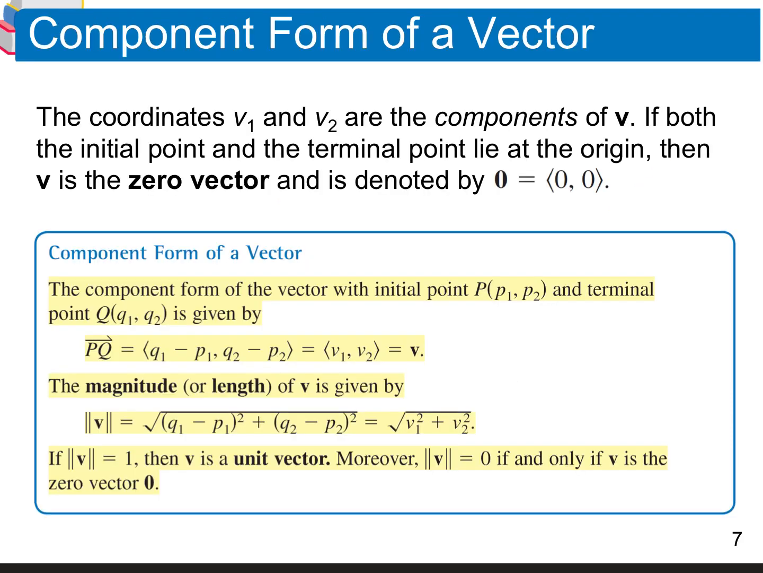So component form of vector. The coordinates v1 and v2 are the components of v. If both the initial point and the terminal point lie at the origin, then the vector is a 0 vector denoted by 0, 0. So that's if the terminal and initial are at the origin.